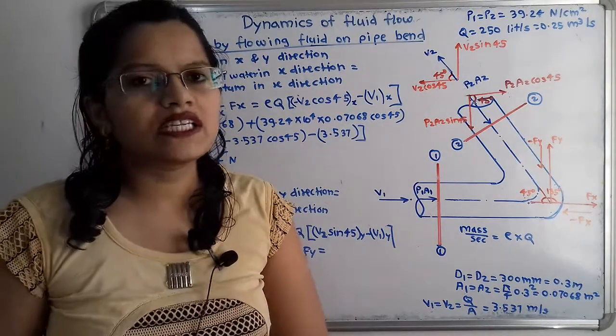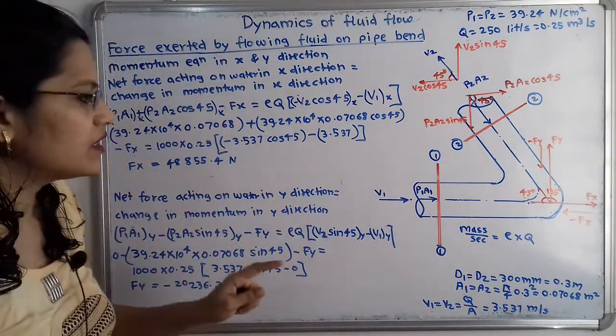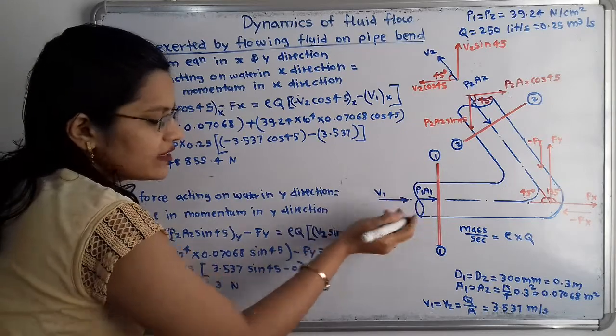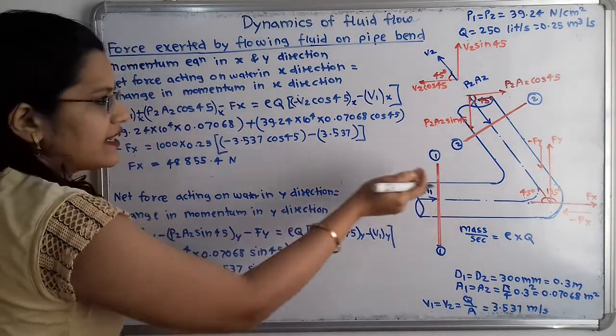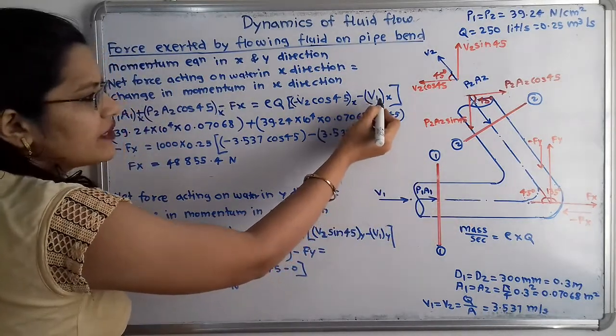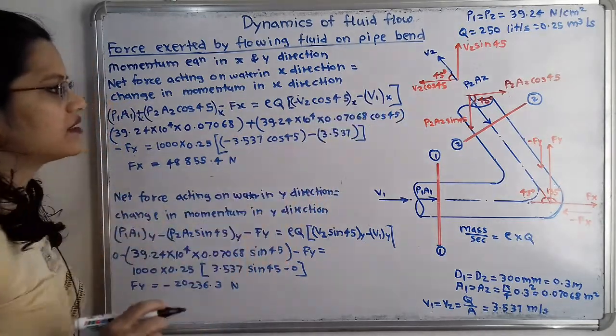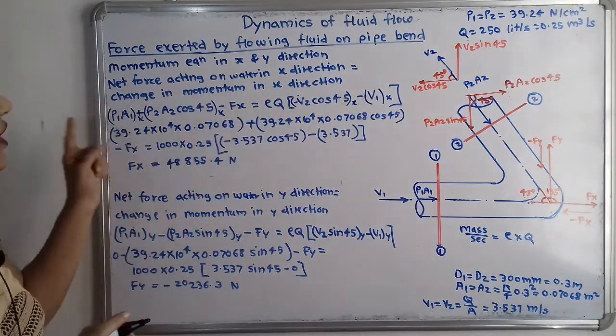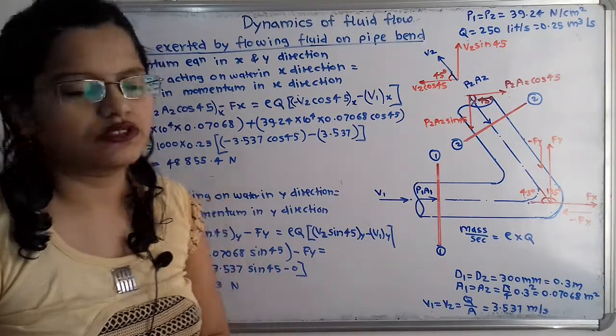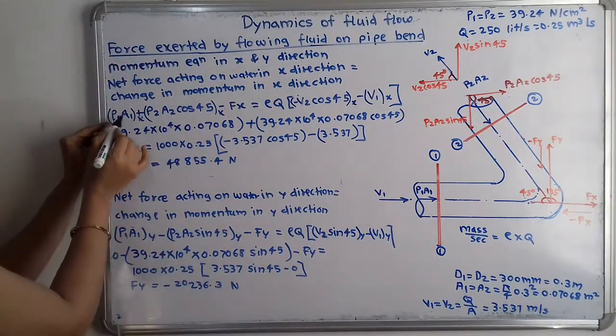Minus what is the initial velocity? That is v1. So this v1 has direction towards the right-hand side, so we will take here only v1 with suffix x. So this is the equation. Now we have to put all the values.